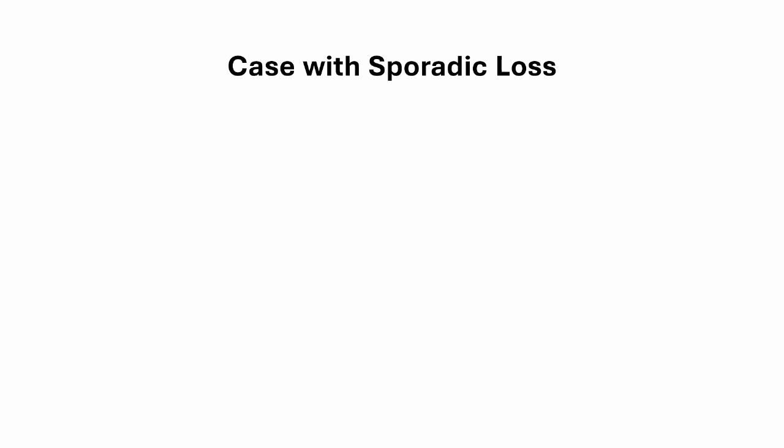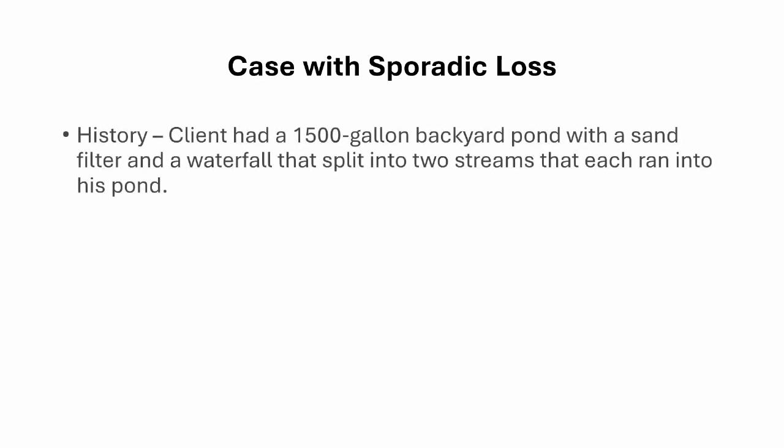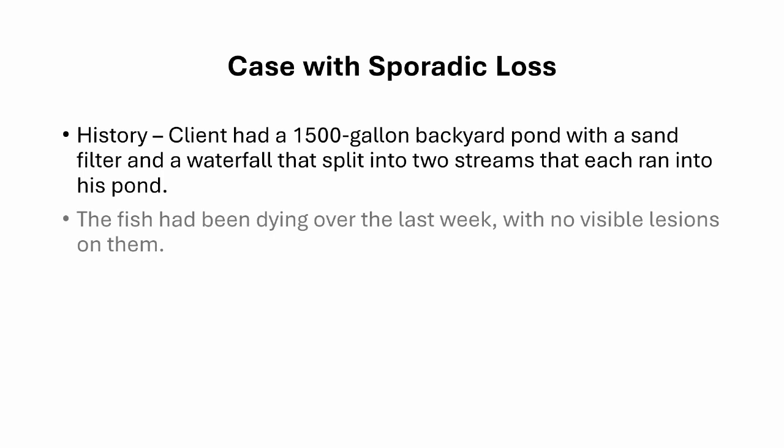One more case to cover is a case of sporadic loss. Here's a client who had a 1,500-gallon backyard pond, with a sand filter with a waterfall and 2 streams that ran down into the pond. It was a very nice looking pond, but the fish had gradually been dying, not all at once like with the hydrogen sulfide. One died here, one died there. They didn't look too bad.